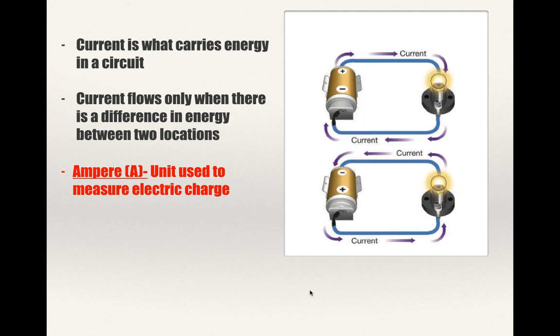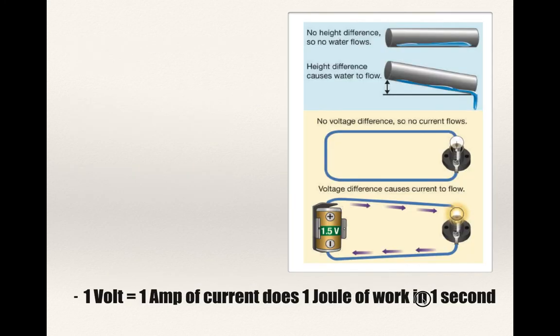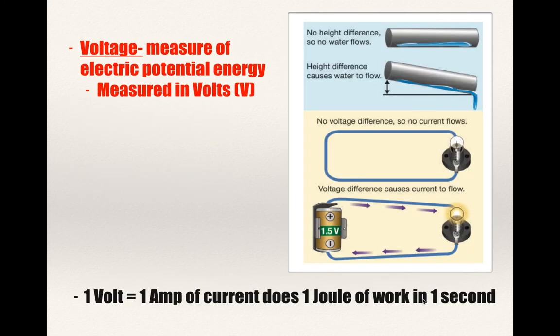And just to give you an idea, a small battery-powered flashlight bulb uses about 1/2 amp of electric current. An electric current in a battery is also going to flow out of the positive end and return back in at the negative end. You can see that on both of these pictures here, out of the positive and then back into the negative. So voltage is a measure of that difference. I just said you have to have a difference to get that electricity moving, and how much of a difference there is is what we call volts.